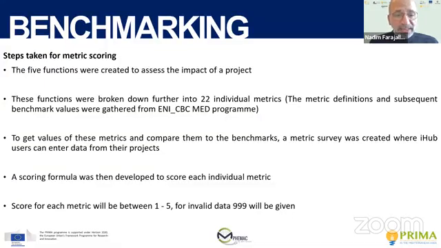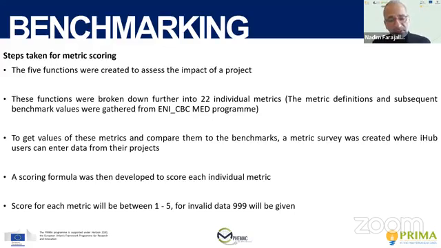And to get the values for the metrics and compare them to the benchmark, we did a metric survey. It was created within the hub where users can enter data for these projects. We developed a scoring formula for each of the metrics, in association with the individual metric that we're looking at. And these were given a score between 1 and 5.